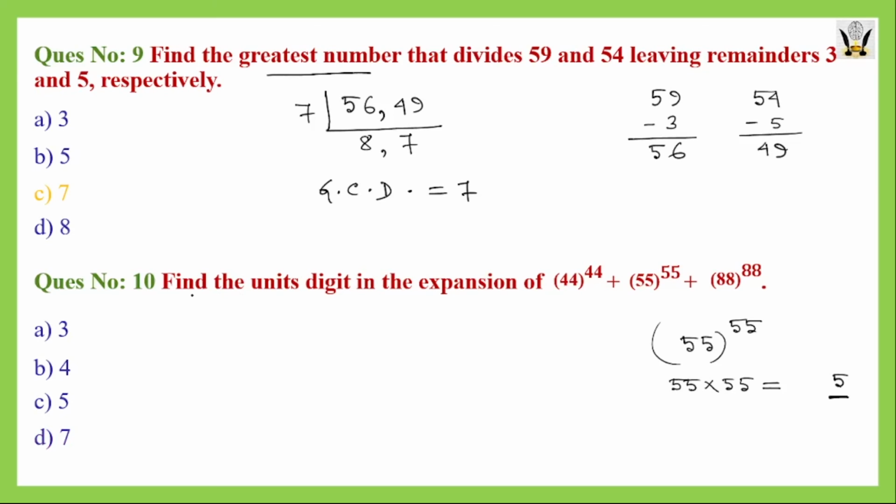So our question was to find the units digit in this expansion. For 44 to the power 44, the digit at units place was 6, and for the 55 term we have seen that the digit is 5, and for 88, the third term, we have found the digit at units place is also 6. Now if we add these 3, it will be 17. So 17 means we have to focus on the digit at units place. So the digit is 7. So here the correct option will be 7.